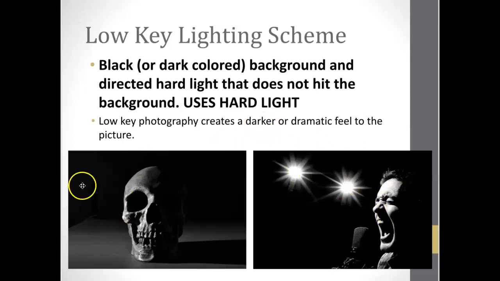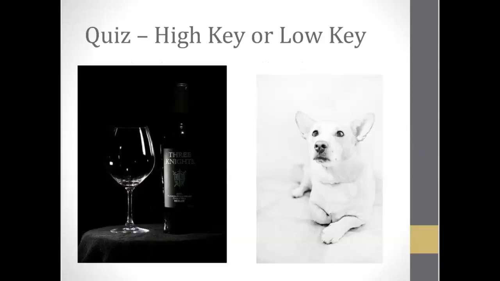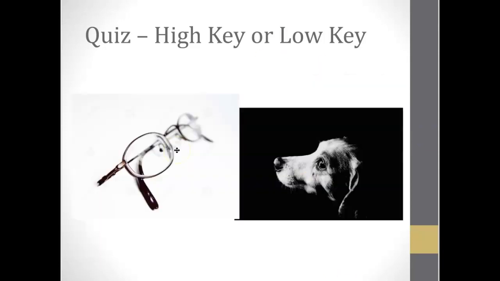So here's two picture examples for that. Side light can be real interesting. That's being used in both of these. You can look at these and determine which one is high key and low key. High key's over here, low key's over here. High key, low key.